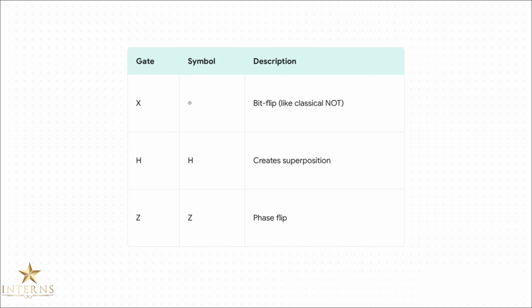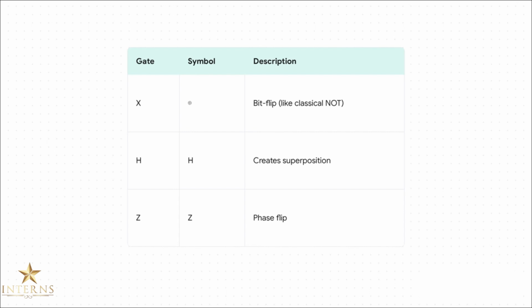Then you've got the Z gate, which is a bit more subtle. It performs a phase flip. You can kind of think of it as leaving the probabilities of 0 and 1 the same, but changing their relationship to each other, which is super important when qubits start interacting. But the real star of the show here is the H gate, the Hadamard gate.